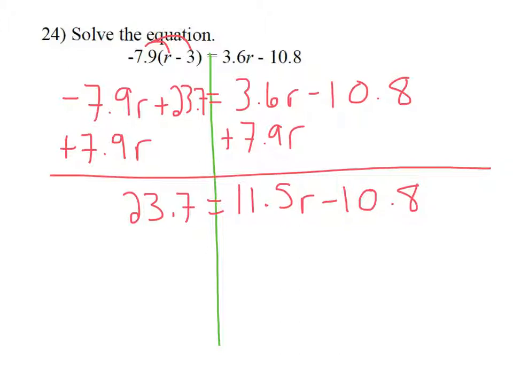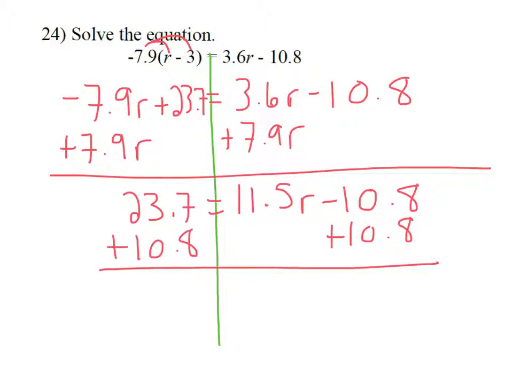How do I undo minus 10.8? I add 10.8 to both sides. On the right side, I have 11.5r. On the left side, I have 34.5. My last step to get r by itself is to divide both sides by 11.5.